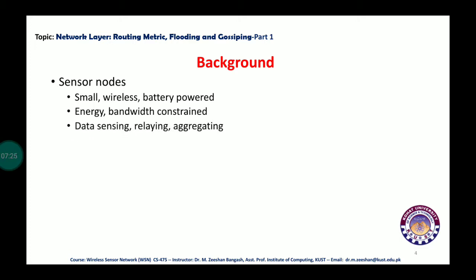And then the most important mechanism is the optimization of whatever data has been sensed through the mechanism of data aggregation.